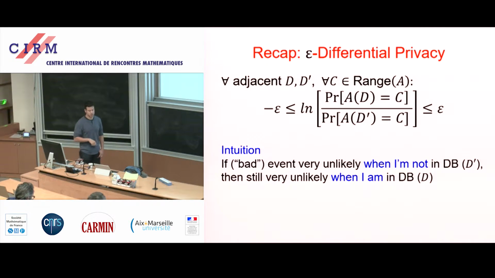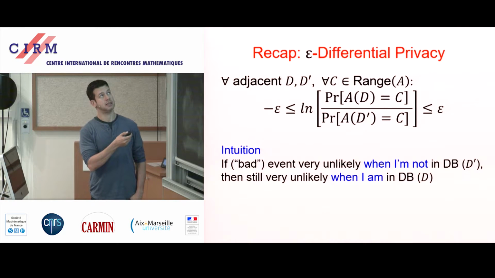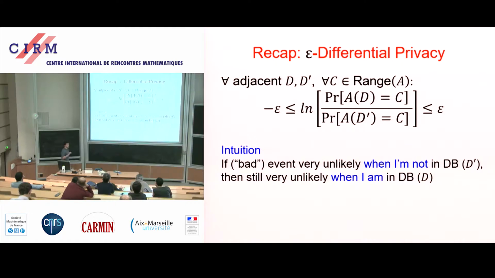So remember the definition of epsilon differential privacy. For every two databases, D and D prime, that only differ on one person's presence or absence. Remember we had the D plus me and D without me. This is D and D prime. And for any event that can happen, as we said in the lecture yesterday, it's enough when we're talking about differential privacy to talk about singletons, about single outputs.